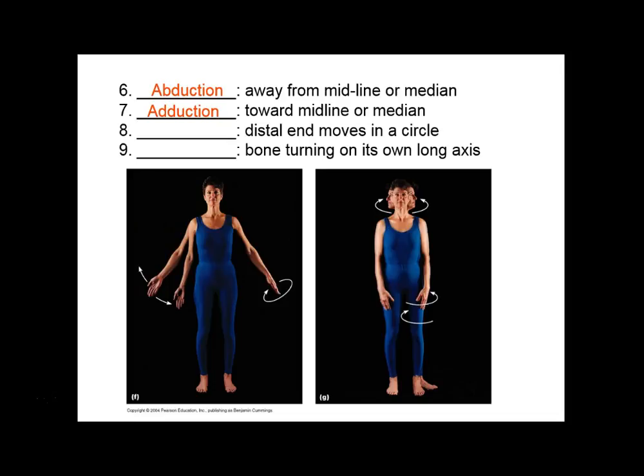If I move the distal end, like she's moving her hand around in a circle, we call that circumduction. If a bone moves on its own axis, it's called rotation, like shaking your head no, or turning your hand from the back side to the front side, rotation.